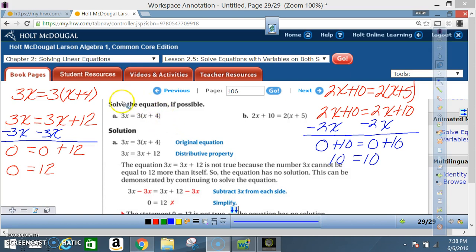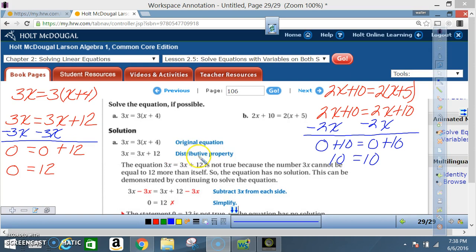So notice here in example four, solve the equation if possible. A, we have 3x is equal to 3 times x plus 4. We wrote the original equation. Now I wrote it up here so you can see it in more detail.